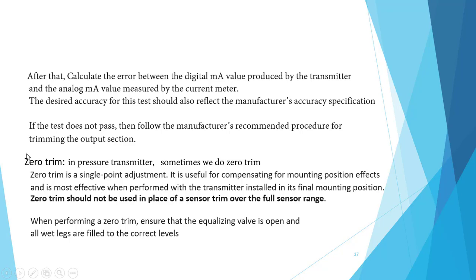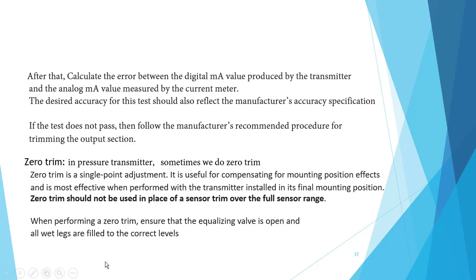Sometimes if you want to check, you first do zero trim. Zero trim should not be used in place of sensor trim over the full sensor range. If the error is too much, you can't do zero trim. Okay, zero trim. How to do zero trim? Just open the two sides, high side and low side, to the atmosphere.